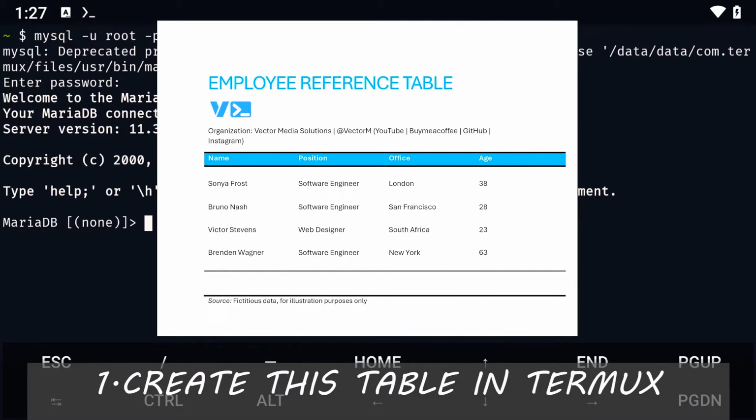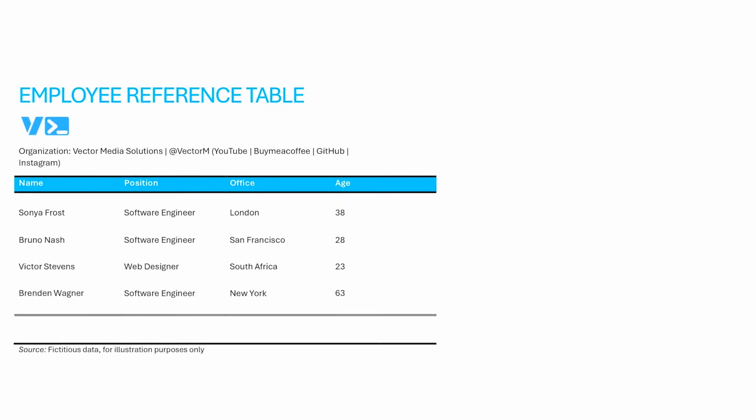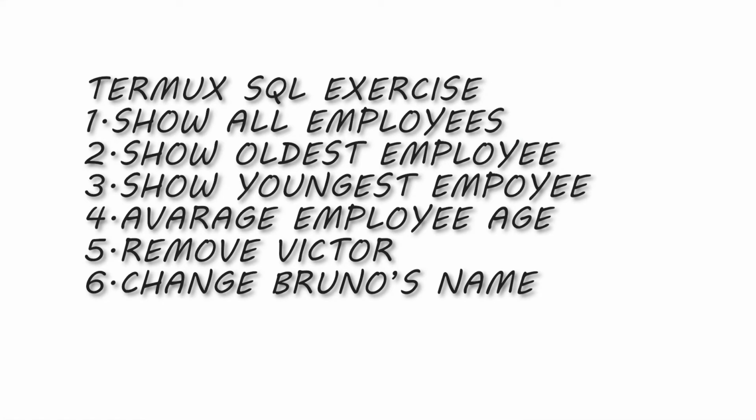The exercise on screen states that we first need to create a table using SQL in Termux. After we are done creating that table, we need to answer the following questions. First, show us all the employees of the company from the table. Question 2, the oldest employee. Question 3, the youngest employee. Question 4, the average age of our employees. Question 5, Victor is fired, remove him from the database. And question 6, Bruno has changed his name to Walter Smith, update his name in the database.